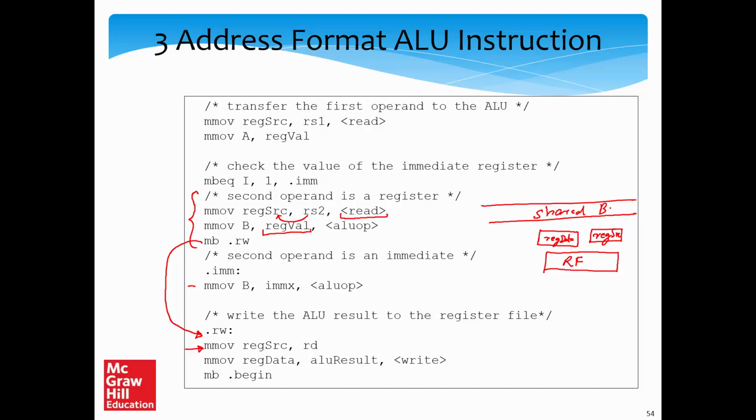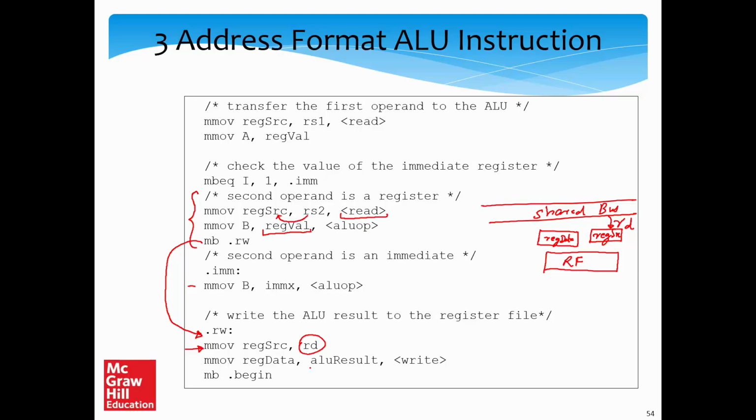So what we do is that we move the contents of the RD register, which contains the ID of the destination register, to reg source in the first cycle. So we don't access the register file because there are no arguments, so there is no command, but we populate the reg source micro register with RD, right? The ID of the destination register.